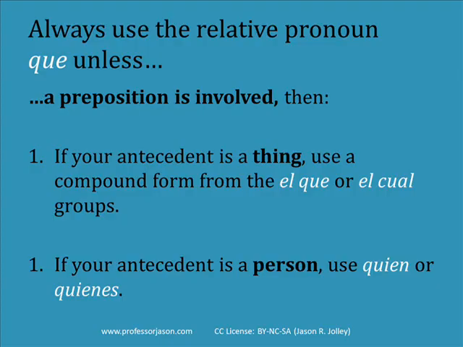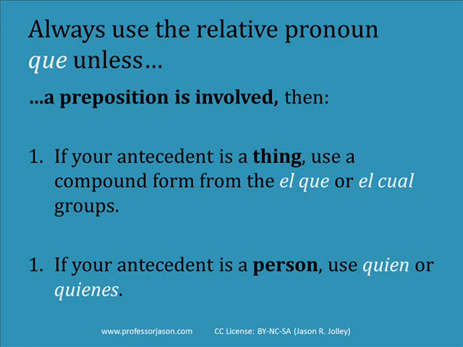Okay, now having introduced that rule with its two contingencies, its two exceptions, I'd like to propose an even simpler rule that I think also covers all cases. We might call this the, quote, use que unless there's a preposition rule, unquote. And it goes like this. When introducing a relative clause, you can always begin with the relative pronoun que unless a preposition is involved. And then, if your antecedent is a thing, use a compound form from the el que or el cual groups. Or, if your antecedent is a person, use quien or quienes.